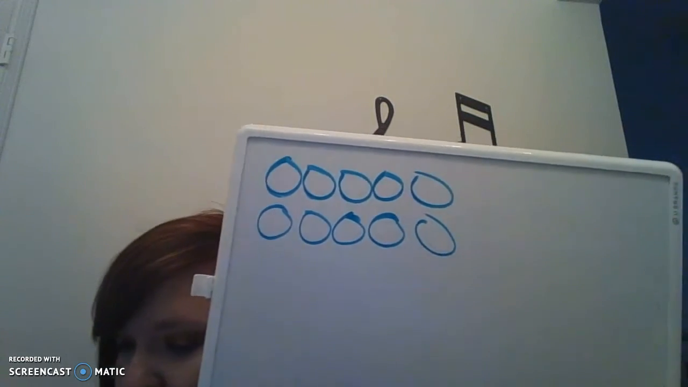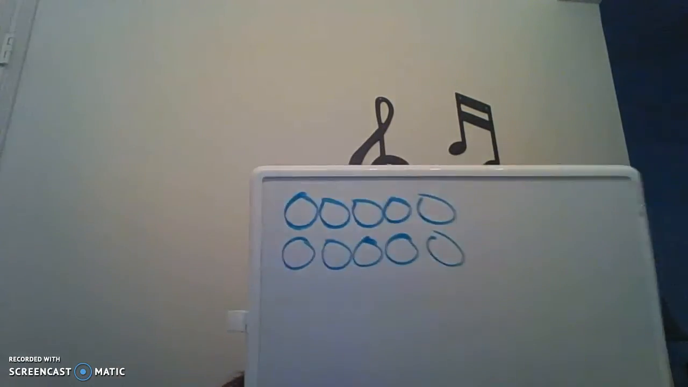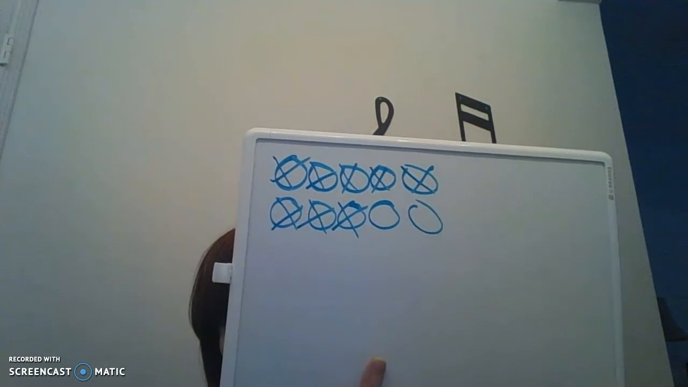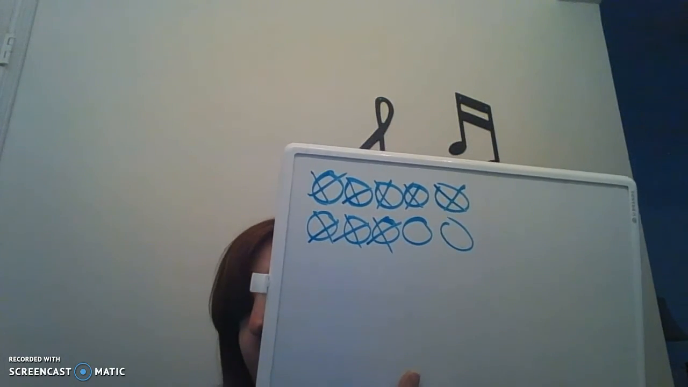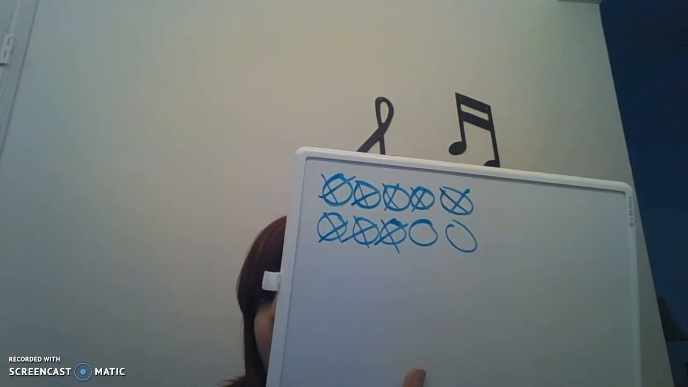Okay, she had 10 grapes and she gave away 8. That's a lot of grapes. She gave away 8 grapes. So what do I do to show that? You're right, I cross out how many? 8, because she gave away 8. So make sure you only cross out 8. How many does she have left? 2. She had 10. She gave away 8 and she has 2 left. So 10 take away 8 equals 2.